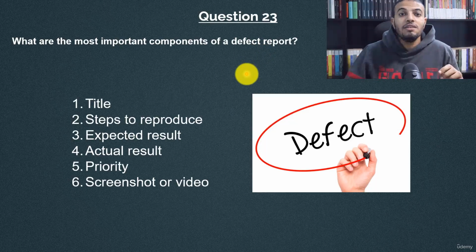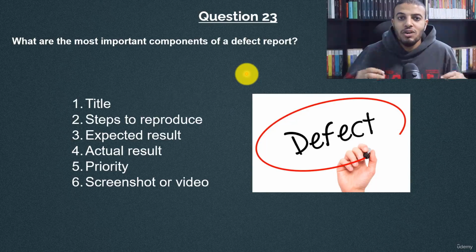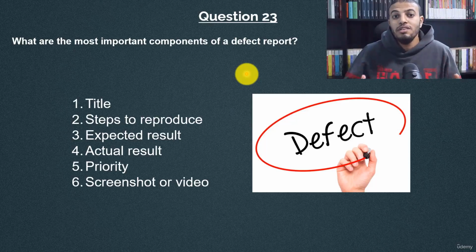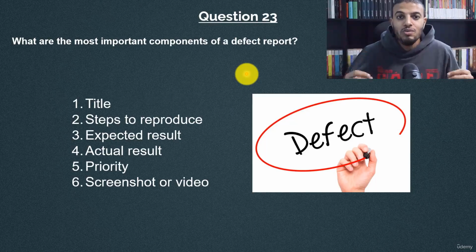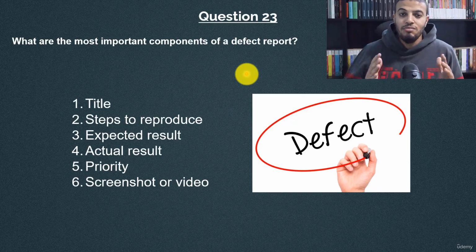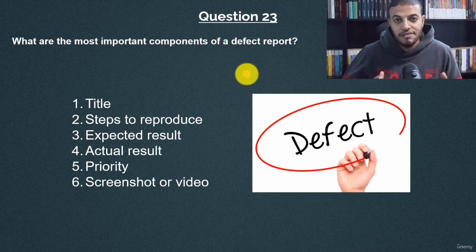The next question says, what are the most important components of a defect report? So writing a defect report or a bug report or a fault report, like we said, the defect is the same as the bug and it is the same as a fault. Writing a good defect report is one of the most important skills that you must possess as a software tester. But how can you write a good defect report? This is something that the interviewer must make sure that you are able to do. The defect report includes many fields. And those fields might, for example, be like 20 different fields, okay? But what are the most important fields or components of the defect report?